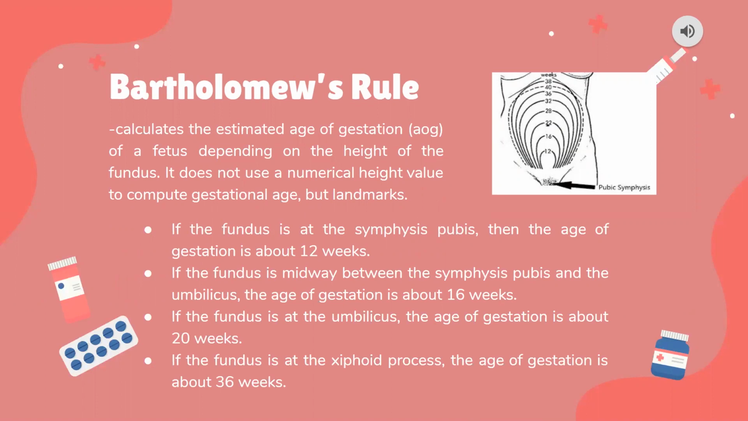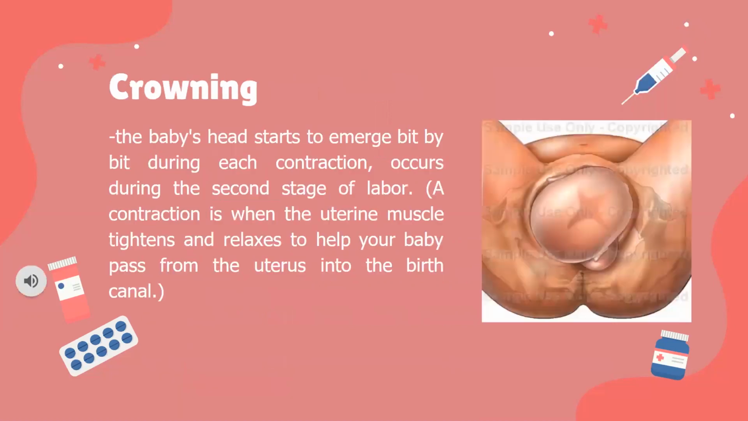If the fundus is at the symphysis pubis, then the age of gestation is about 12 weeks. If the fundus is midway between the symphysis pubis and the umbilicus, the age of gestation is about 16 weeks. If the fundus is at the umbilicus, the age of gestation is about 20 weeks. If the fundus is at the xiphoid process, the age of gestation is about 36 weeks.